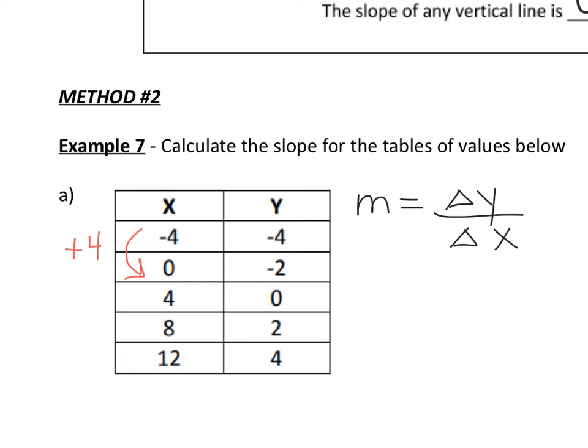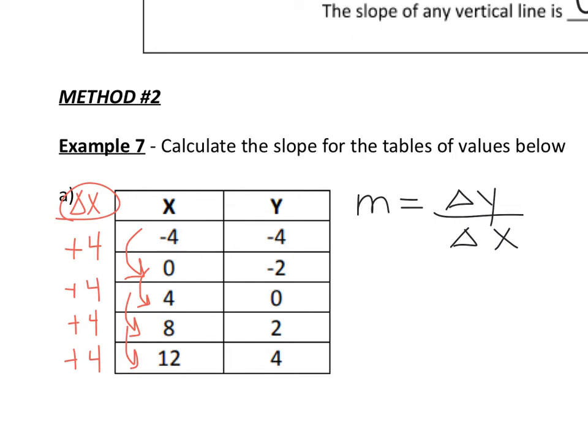So now we're going to count from 0 to 4. Well, to go from 0 to 4, I need to add 4. To go from 4 to 8, I need to add 4. And to go from 8 to 12, I also need to add 4. So my change in x is a positive 4. We're going to do the same thing with our y column.